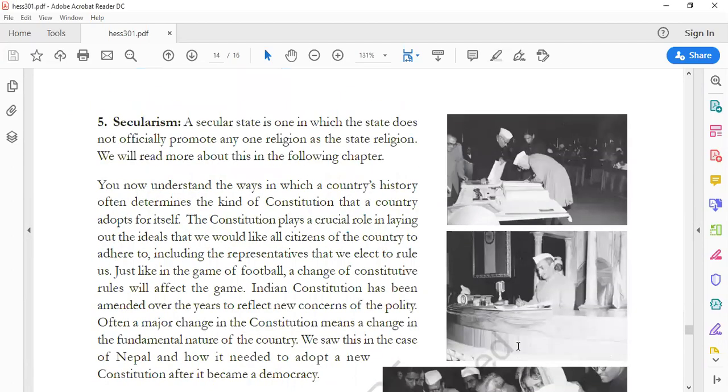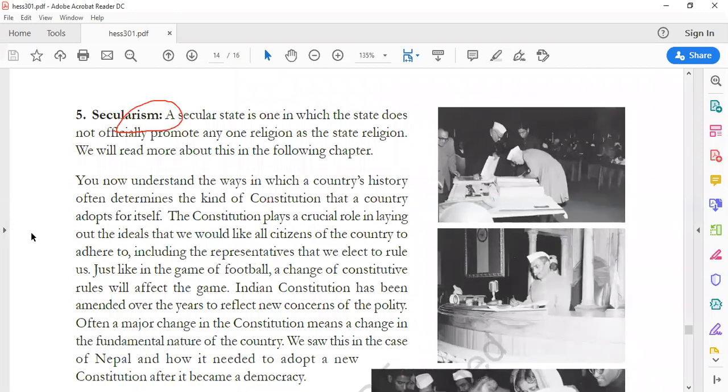Okay, now the fifth important part, key feature of this constitution is secularism. A secular state is one which does not officially promote any one religion. So here India is not promoting any state religion. It is promoting neither Hinduism nor Islam. We are keeping ourselves away from the state. That is why ours is a secular country. Secularism is the fifth feature of our Indian constitution.